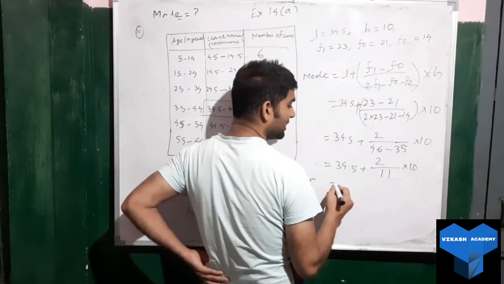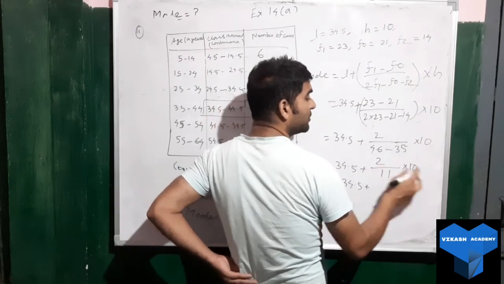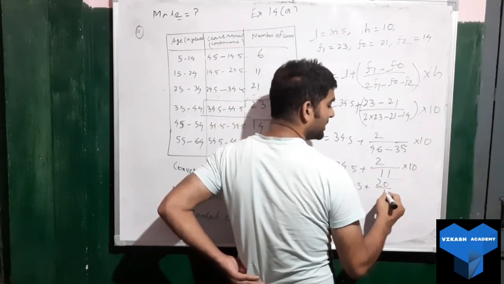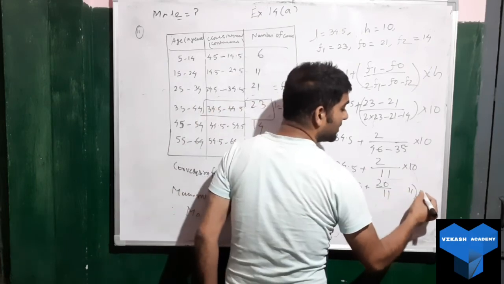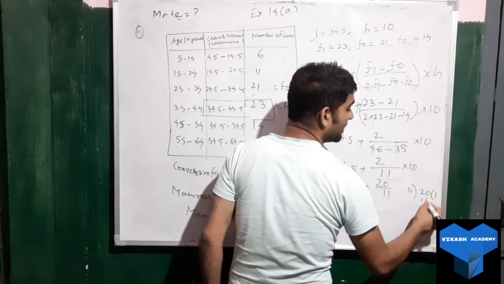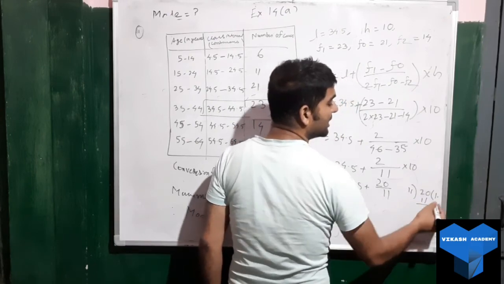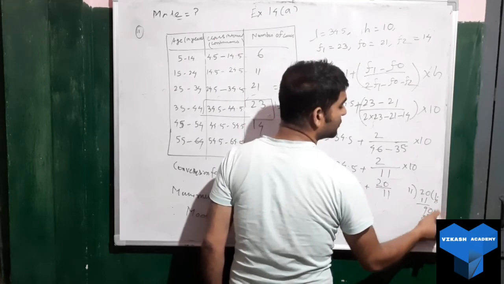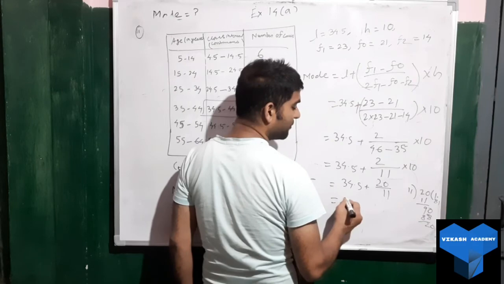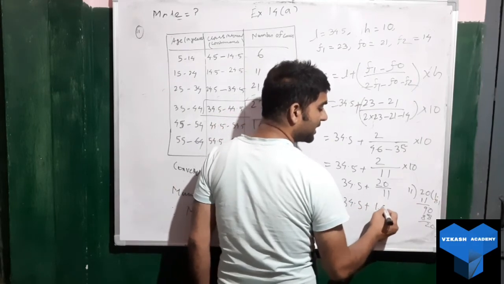Next, 34.5 plus 2 into 10, which is 20, divided by 11. Divide, how much will we get? We divide 20 by 11, and we get 1.8188. So we are getting 34.5 plus 1.8188.